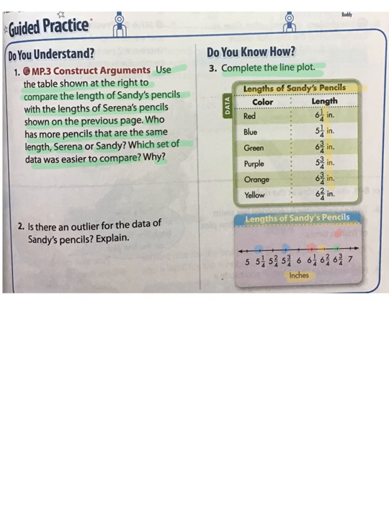So now we can answer a question. We need to compare the length of Sandy and Serena's. Who has more pencils that are the same length? Well, if you look at the other page, Serena has 3 pencils that are the same length, and Sandy only has 2. These 2 right here. So Serena has more pencils. Serena, S-E-R-E-N-A, has more that are the same length.